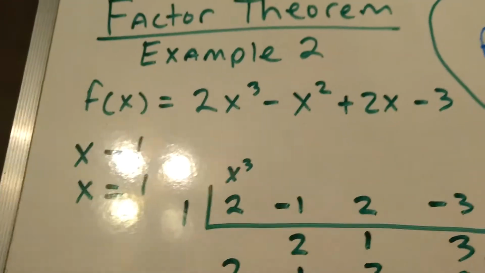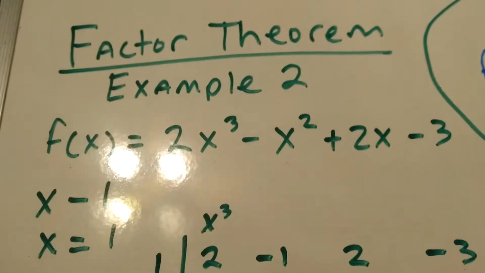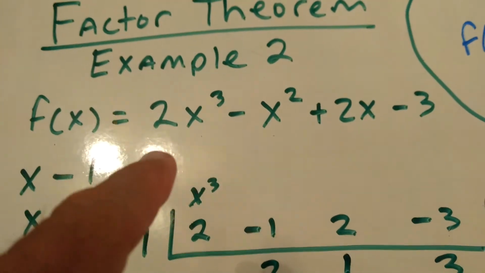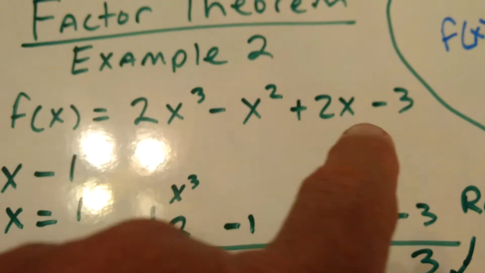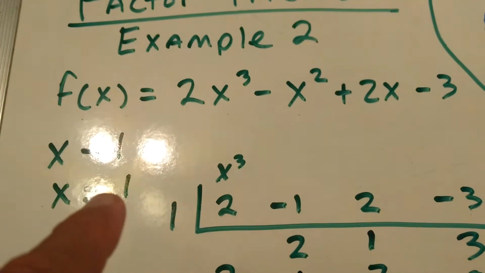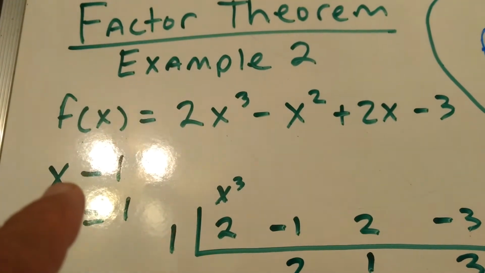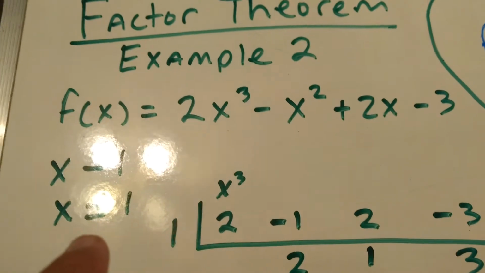And then we come to the factor theorem, and this is part A of example 2. And here we have the polynomial 2x cubed minus x squared plus 2x minus 3. We're going to follow the same procedure. We're going to see if x minus 1 is a factor. So the first thing we do is set it equal to 0. We get x equals 1.